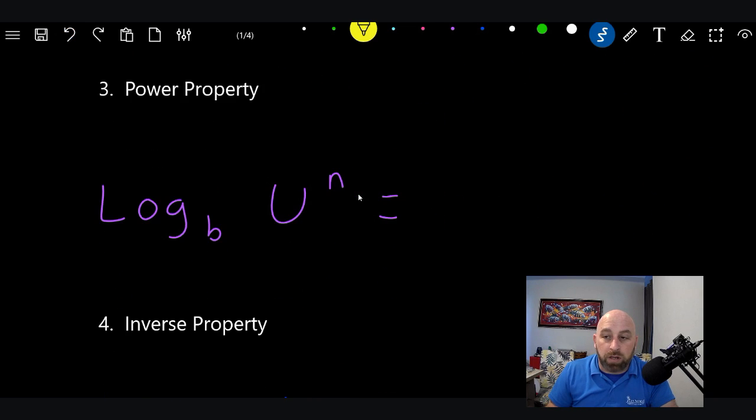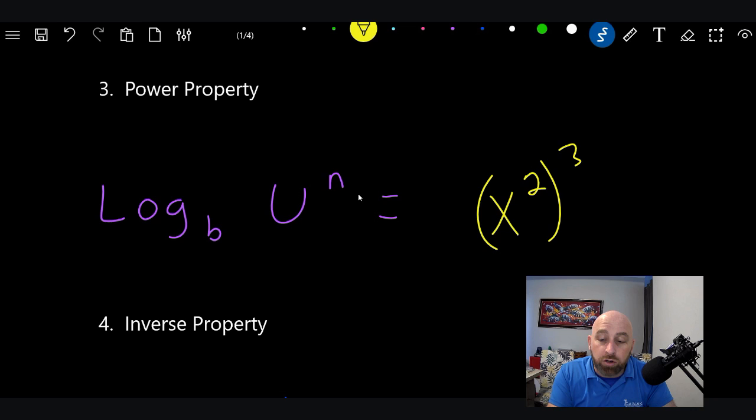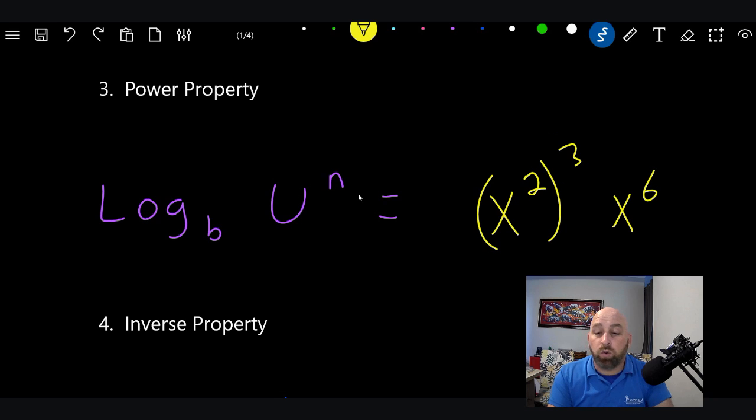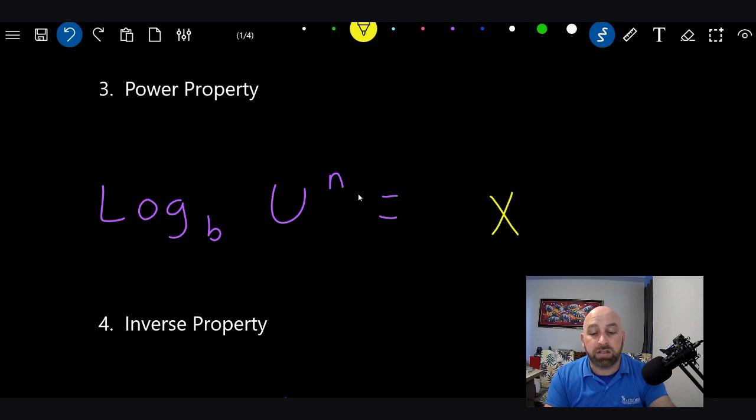The power property. Remember what we did when we had a power to a power? Something like x squared cubed. Remember that? We multiplied and we got x to the 6th. Remember, x squared times x cubed equals x to the 5th. That's the product property, when we add those. But now we are taking a power to a power, and so we multiply. So what do you think we do here? You guessed it, we multiply.